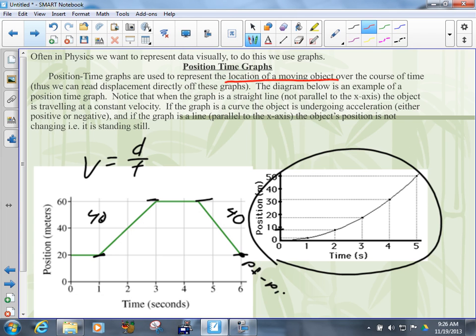So we can read displacement directly off the graph. That's one of the things we can get off of these. We can read displacement right off of this graph by going final position minus initial position.